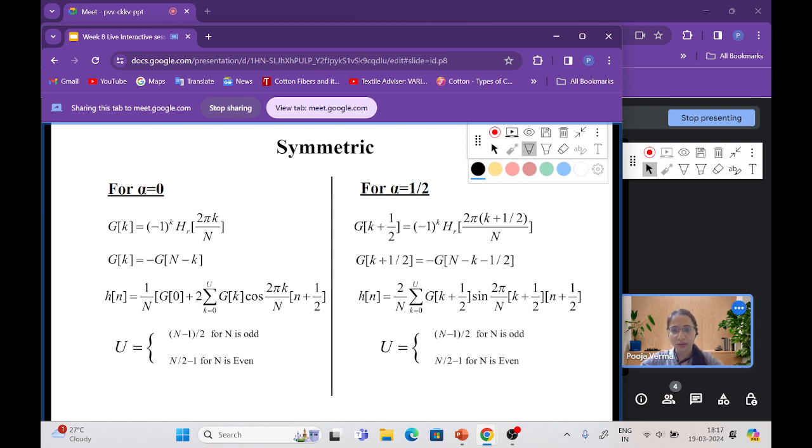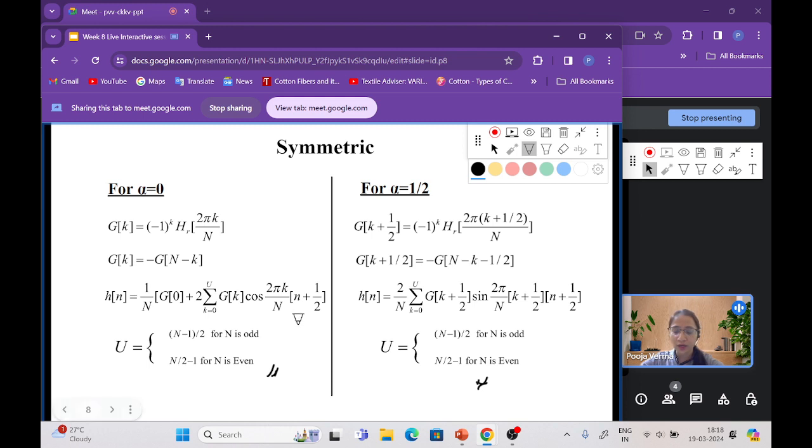For symmetric responses, in order to get the impulse response or design the filter, the value of G(k) we can get from here for alpha equal to 0 and for alpha equal to 1/2. For alpha equal to 0, this formula is applied, and for alpha equal to 1/2, this other formula must be applied. This is useful when we are solving questions. So G(k) is equal to (−1)^k Hr(2πk/N), and G(k) must be equal to −G(N−k).